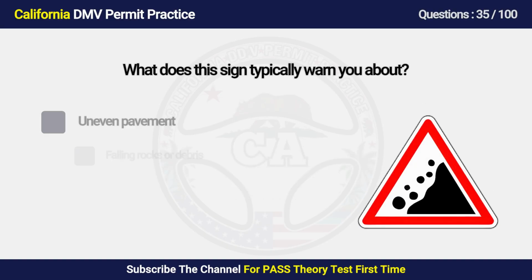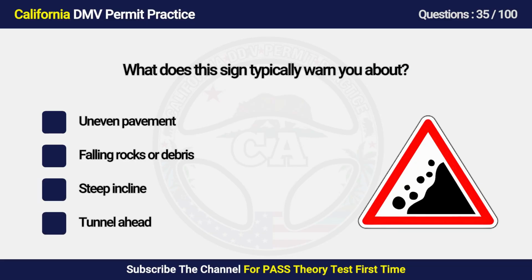Question 35. What does this sign typically warn you about? A, uneven pavement. B, falling rocks or debris. C, steep incline. D, tunnel ahead.